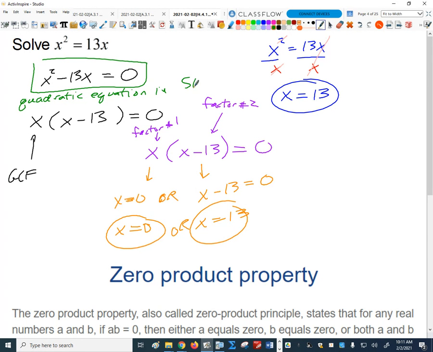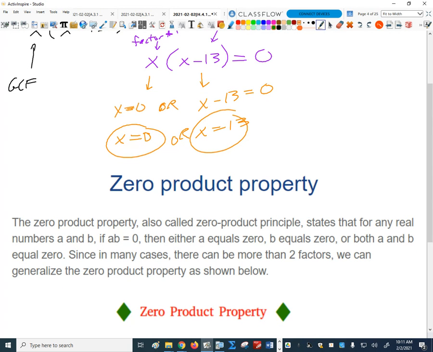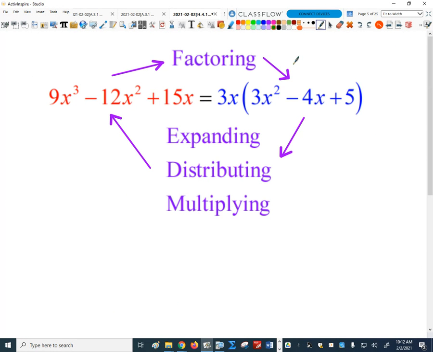In standard form. Okay, where we're setting it equal to 0. So a quadratic equation in standard form in general just looks like this: ax squared plus bx plus c equals 0. And then we'll factor the left side, okay? So factoring. Let's focus on factoring for today.